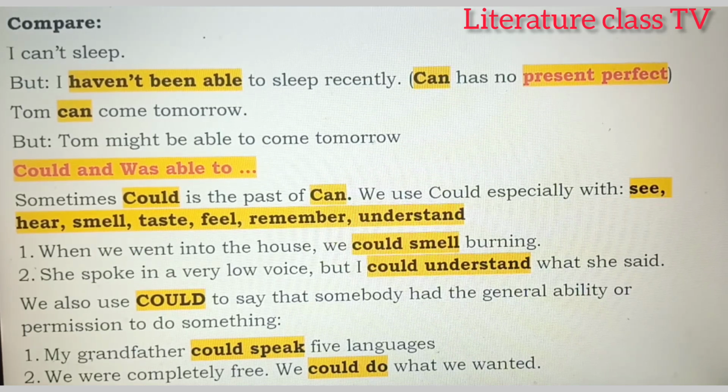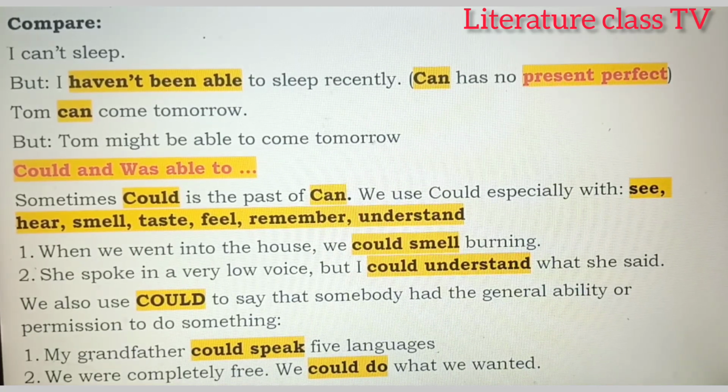Another example, Tom can come tomorrow. Tom has the ability to come to see you tomorrow. But another example, Tom might be able to come tomorrow. Tom too has the ability to come to see you tomorrow.